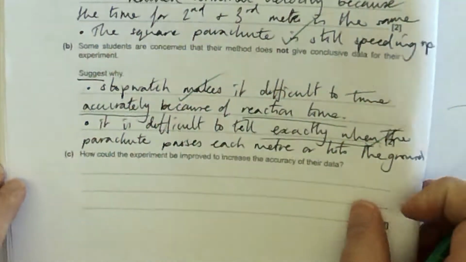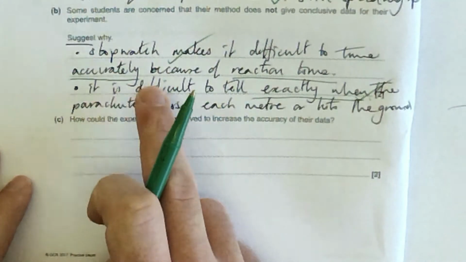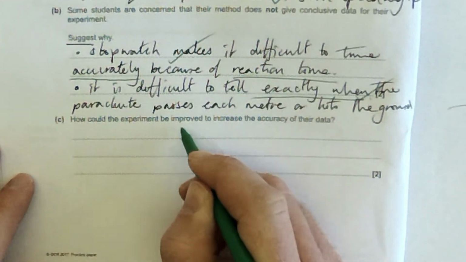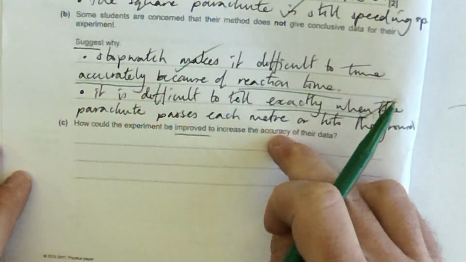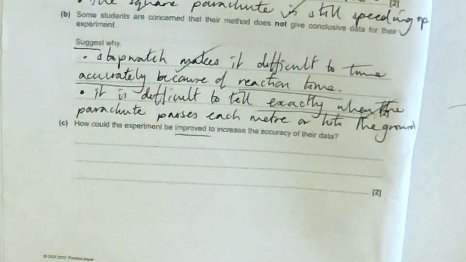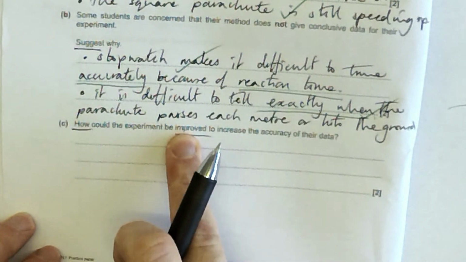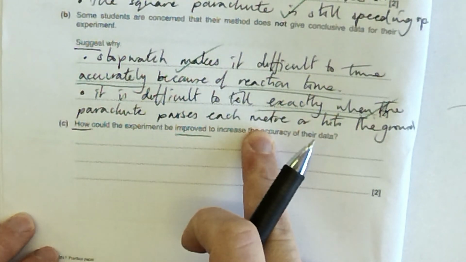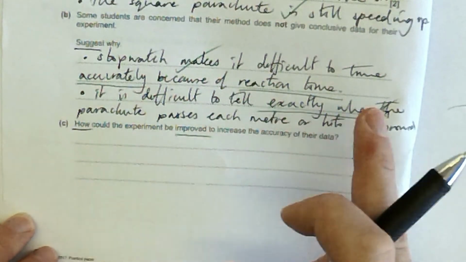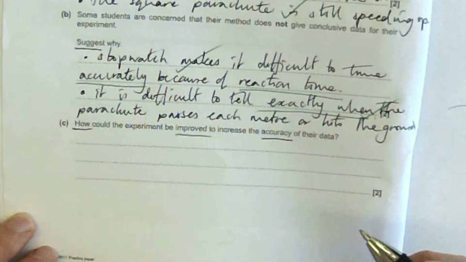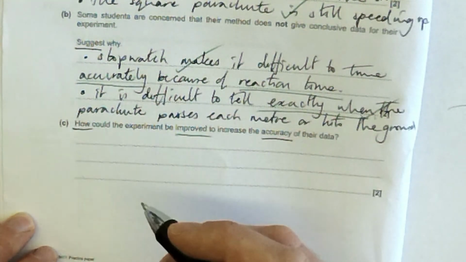That's a hard one because it's evaluative, and this is even harder. How can you improve the practical to increase the accuracy? So again, explain how to improve the accuracy of the data. Now if you want to improve accuracy, you've got to think of a different way of conducting it, a change to the method. Here again, that word accuracy is about changing the method.